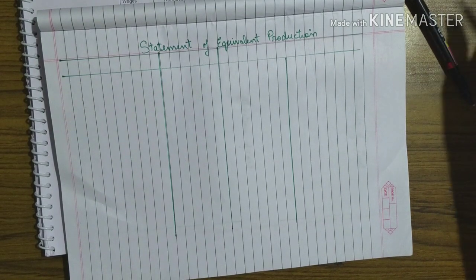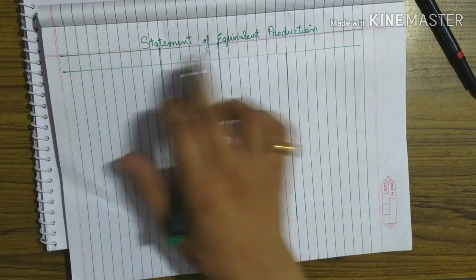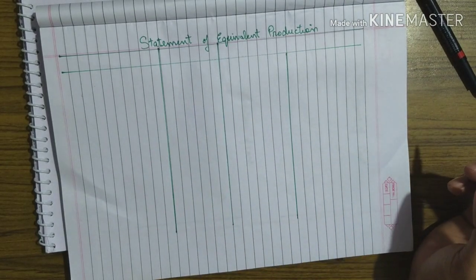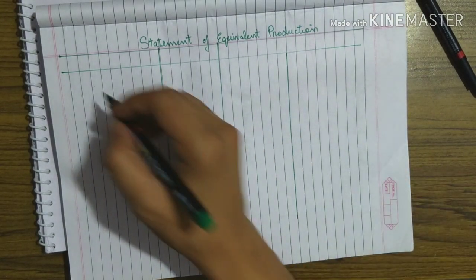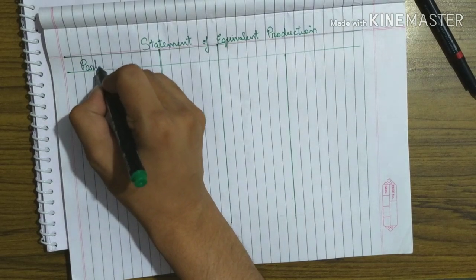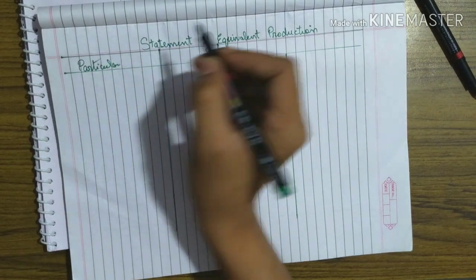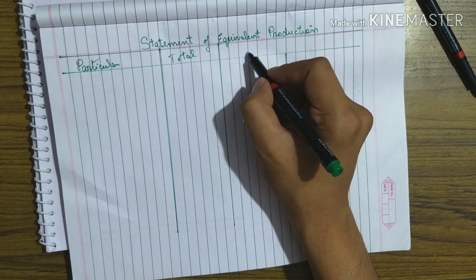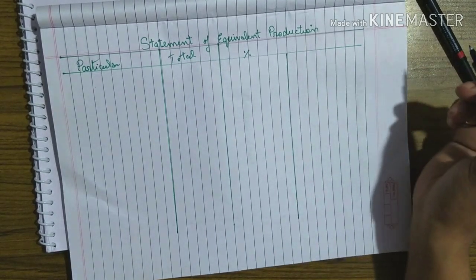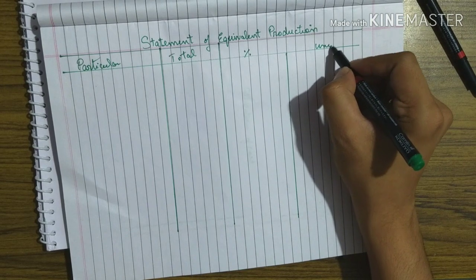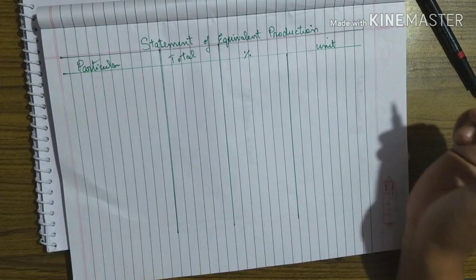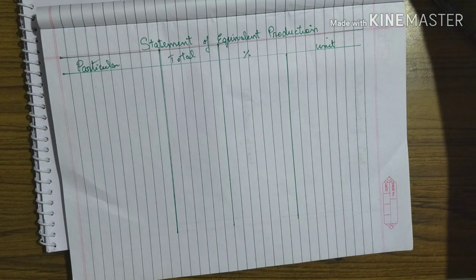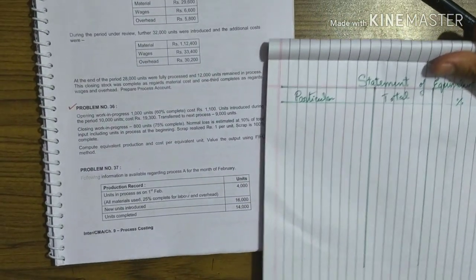Alright, so let's begin. First, I've already prepared the format for you. As costing doesn't have any specific format, you can do whatever you desire. So first, there's particulars, total, and here we'll add the percentage breakup and then the units. Alright, so let's see the question and do it.